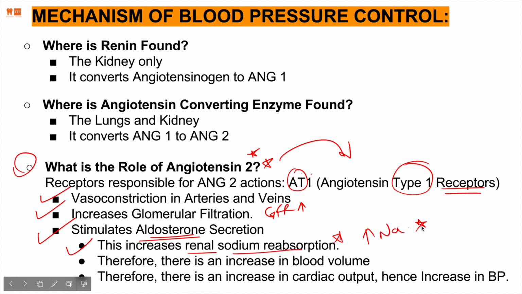And you know what happens when that happens? There's an increase in blood volume. Because of increase in blood volume, there is an increase in cardiac output, and we know what happens when cardiac output is increased. Blood pressure increases. Fair enough? That's the power of angiotensin 2, the updated model.